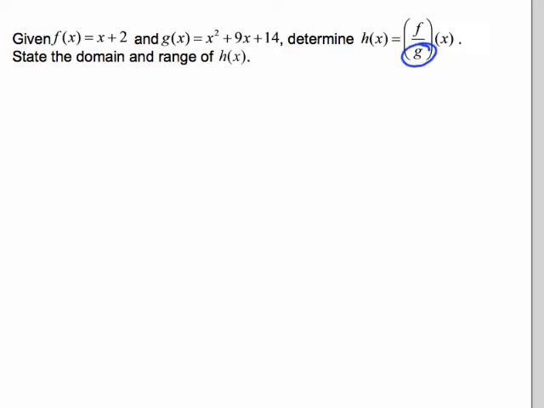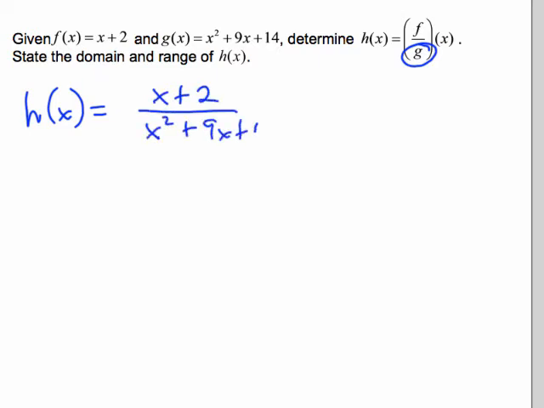Alright, so let's take a look at this. We have f of x divided by g of x. So h of x will be x plus 2 divided by x squared plus 9x plus 14. And f of x is a line, so we know that the domain is all reals. G of x is a parabola, so we know the domain is all reals.